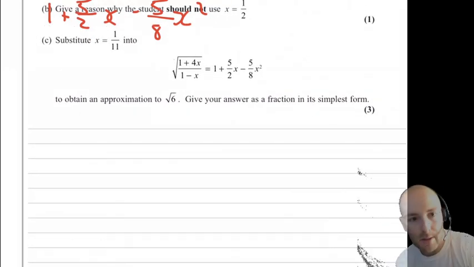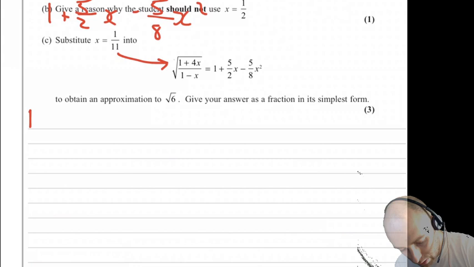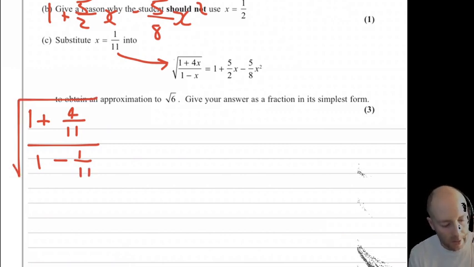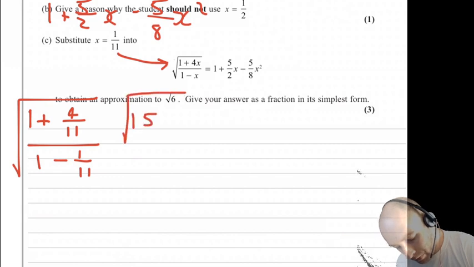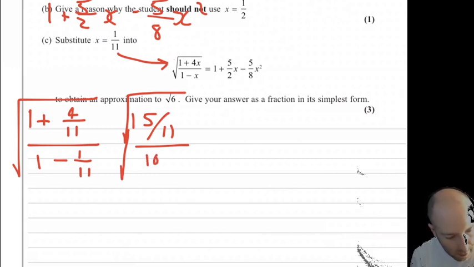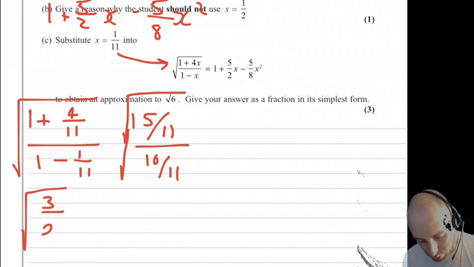Okay, so we're going to start off by substituting 1 over 11 into the left-hand side. So we get the square root of (1 plus 4 over 11) over (1 minus 1 over 11). So I'm going to try and simplify this. We'll get 15 over 11 divided by 10 over 11, which gives me 3 over 2. So we've got the square root of 3 over 2.